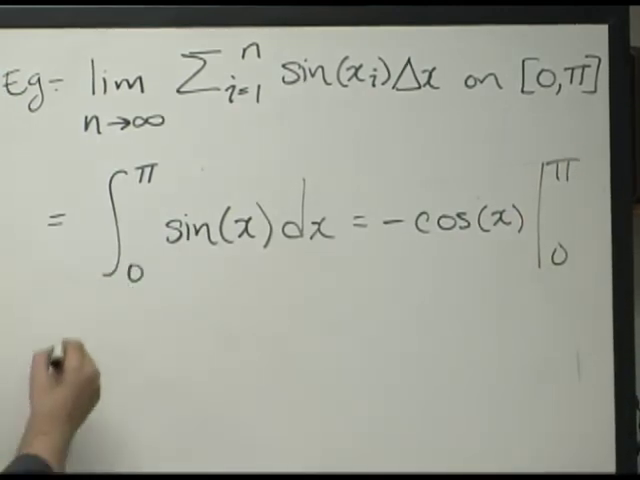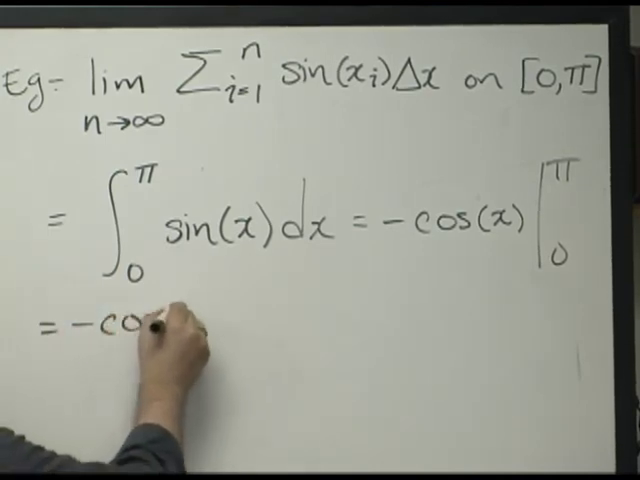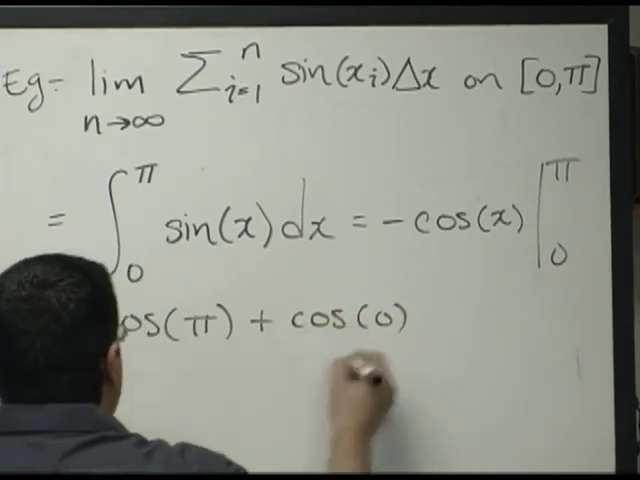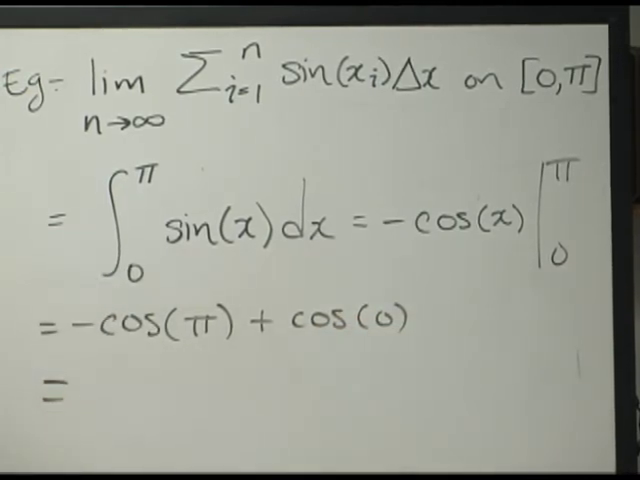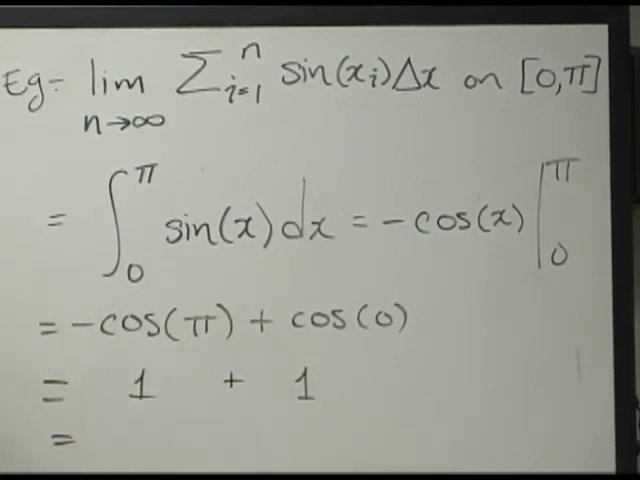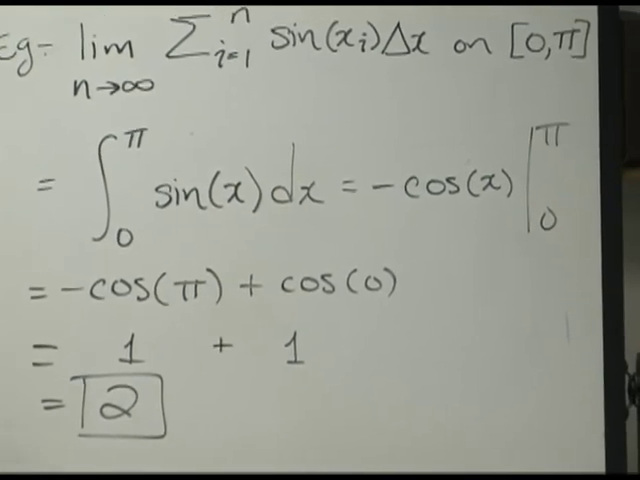Okay, so you're looking at the following. You're looking at negative cosine of pi plus cosine of 0. And what is that equal to? What was cosine of pi? Negative 1. Negative cosine is positive 1. So here you have 1 plus 1. And so this is equal to 2. There you go. It's a fancy way of adding 1 plus 1, right? Okay. Any questions?